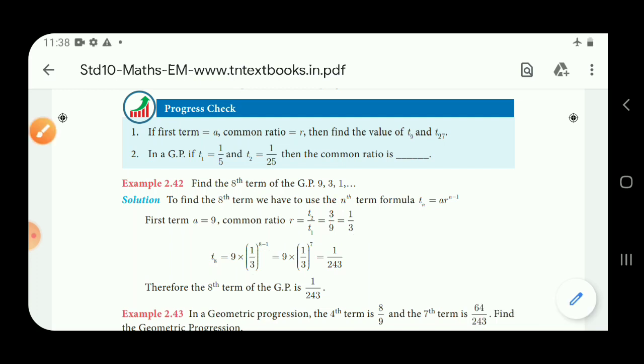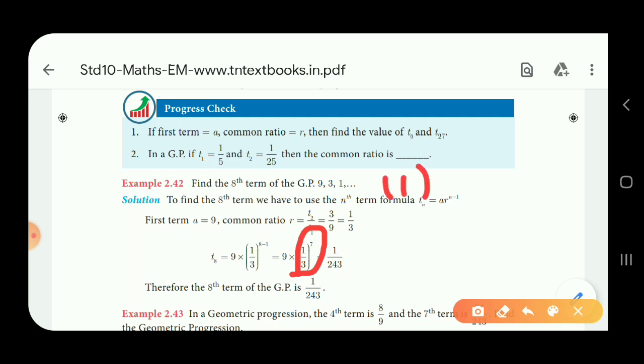So 9 into 1 by 3 whole power 7. That is 1 power 7 divided by 3 power 7. Then multiply with 9, and you get the value 1 by 243. Therefore the eighth term of the geometric progression is 1 by 243.